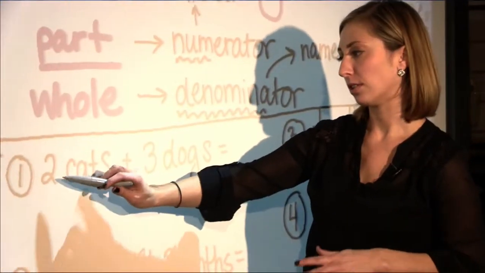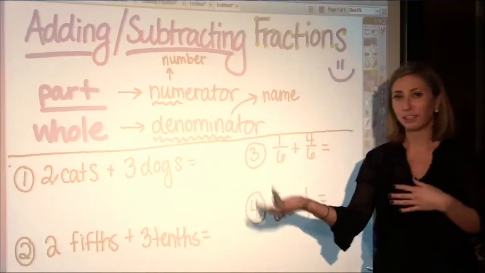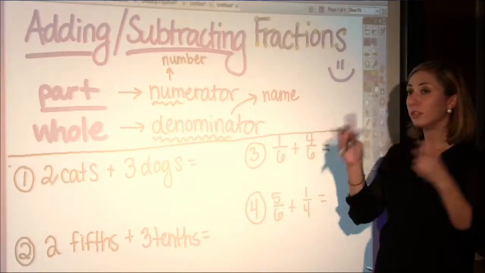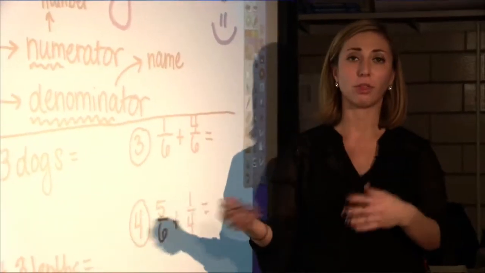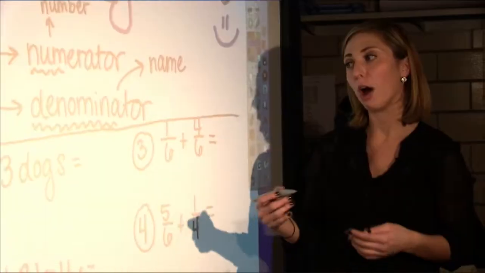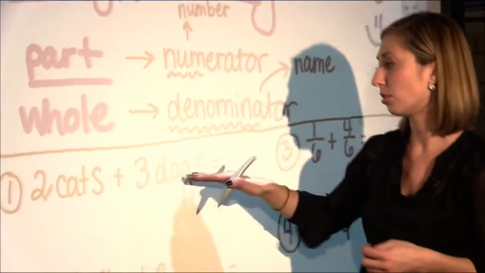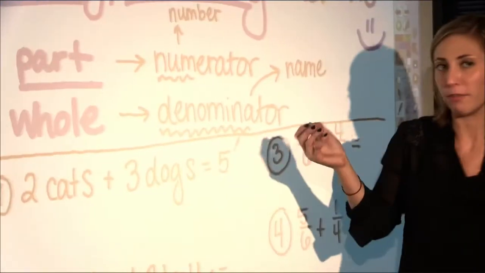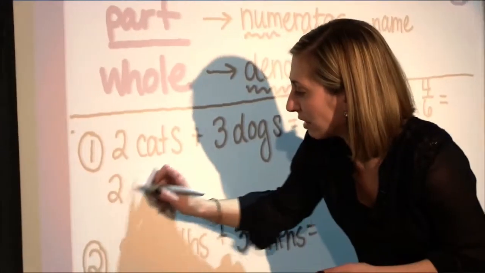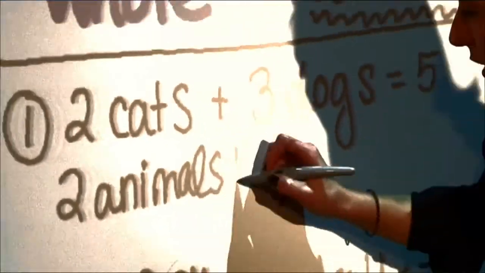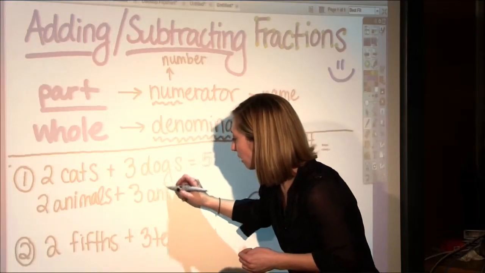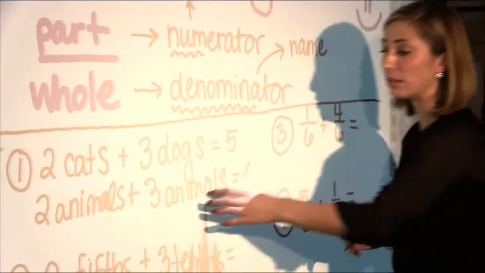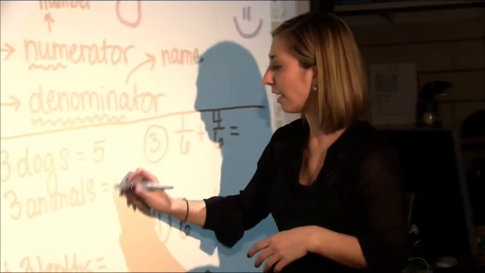If I were to say 2 cats plus 3 dogs, they don't have the same name and they don't have the same denomination. We can't put them together without making their names something common. So if I were to say 2 cats plus 3 dogs, well, I can't really do that. I do have 5, but 5 what? We can think about this as 2 animals and then this as 3 animals, because this is something that dogs and cats have in common. We make that name or we make that denominator common, and then that way we can add them together.